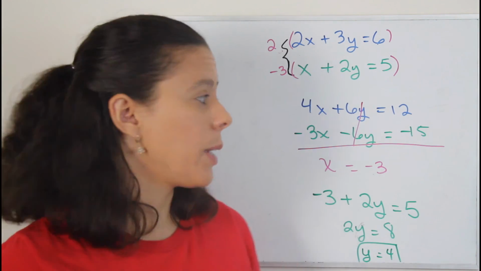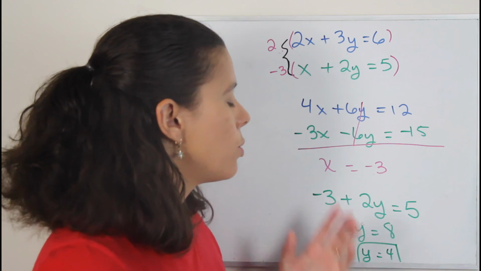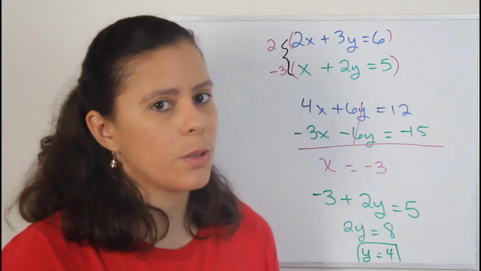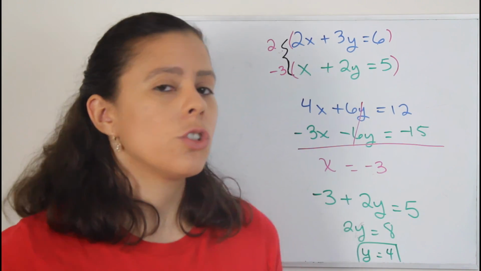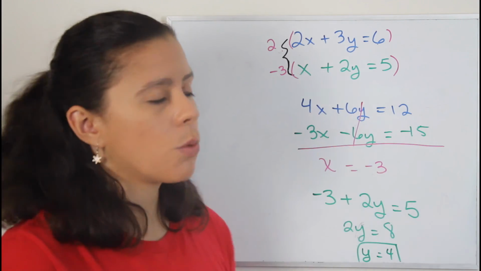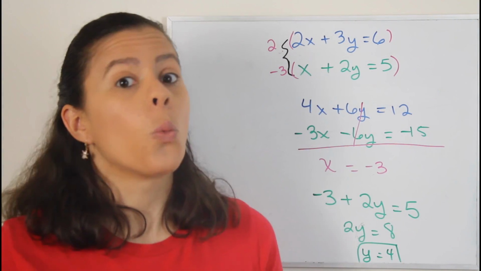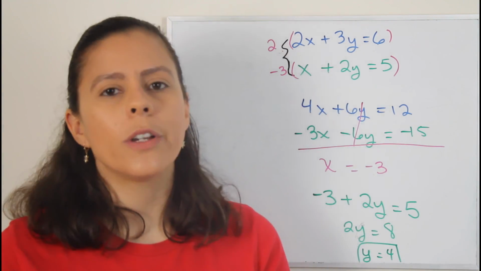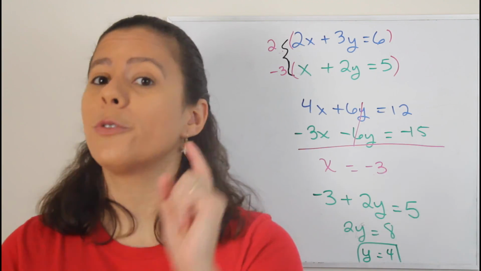And that's it. Again, we get the same answer: x is equal to -3 and y is equal to 4. So just choose whichever substitution works best for you. There's not really just one way to do it. You always choose the best way that works for you.